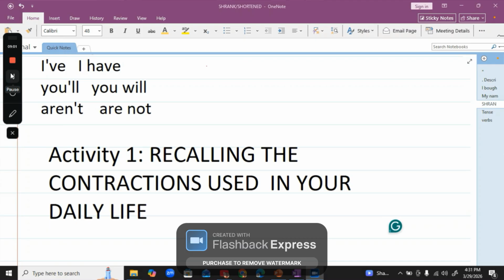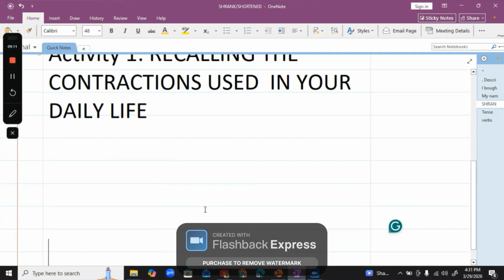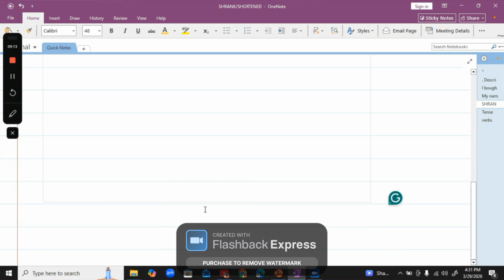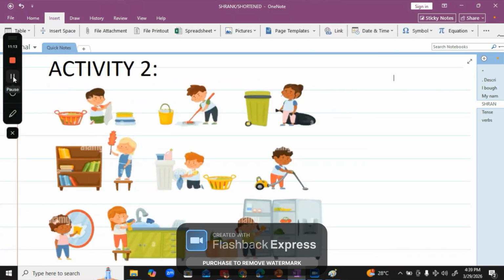All right, time's up. I hope that you have written all the possible contractions that you could think of on that A4 size sheet. Now let's move on to the second activity. Activity two is that I'll be inserting a picture over here. There's a picture that you guys can see on your screens. Just make at least 6 to 8 sentences while using contractions.